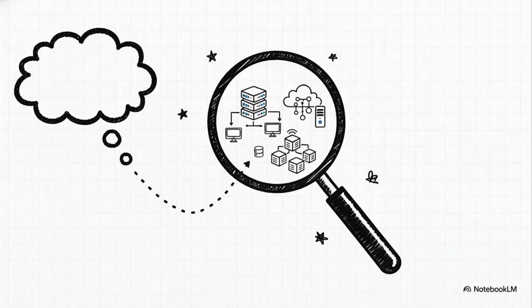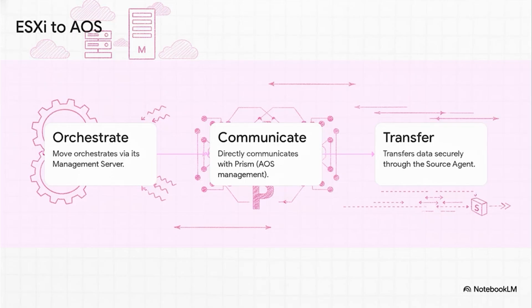To truly grasp this architecture, abstract concepts just aren't enough, are they? Like, how does Move handle an entirely agentless ESXi environment versus a deeply integrated Hyper-V setup? Well, let's dive into 3 concrete examples of how Move actually migrates data in the real world, starting with a classic VMware environment. In our first example, imagine you're migrating VMs from legacy VMware ESXi to the Acropolis operating system, or AOS. Notice the flow here.